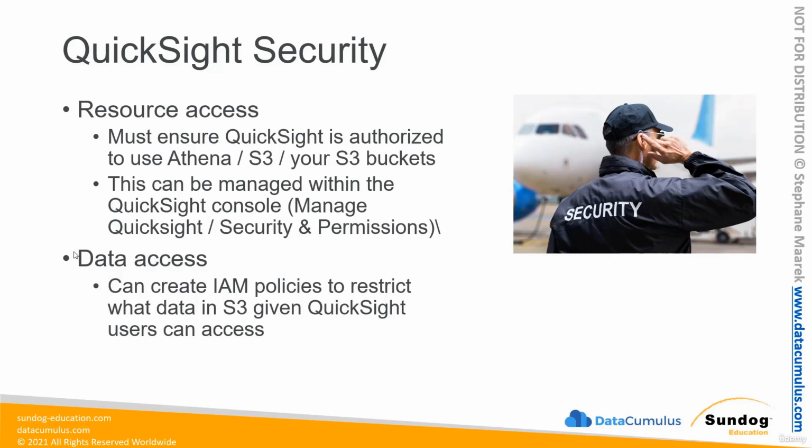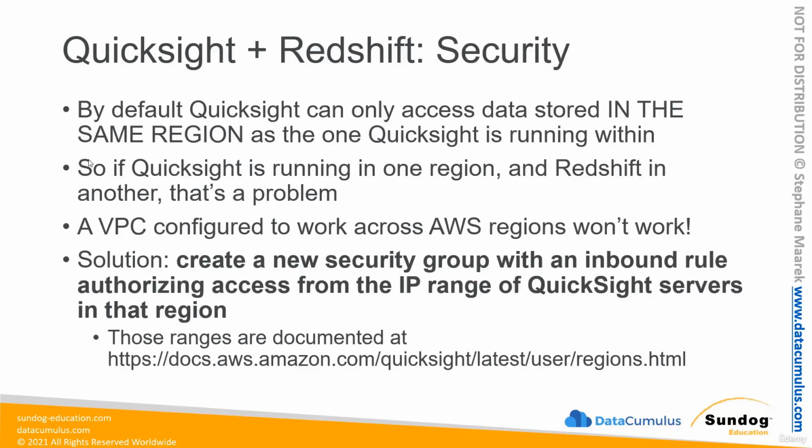So QuickSight itself, you can just manage that through the QuickSight console, but if you do need more granular permissions at the user level, IAM can be used for that. So there's also the specific issue of QuickSight and Redshift together from a security standpoint. And generally speaking, QuickSight just tries to handle all this stuff under the hood for you because it's really aimed more at end users and not AWS experts, but this is one area that can trip you up.